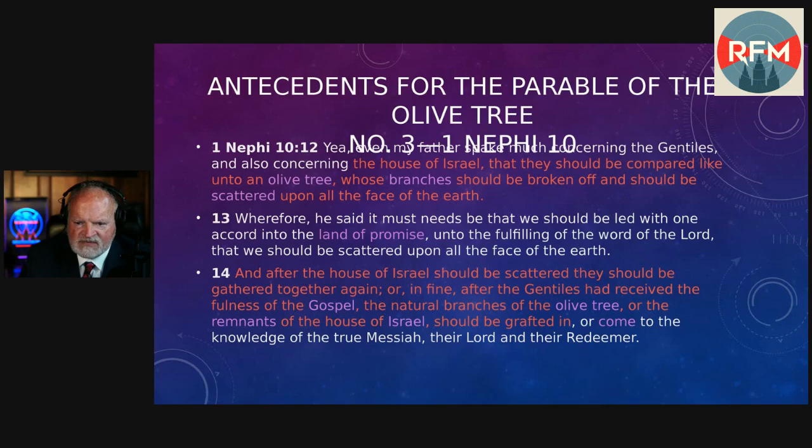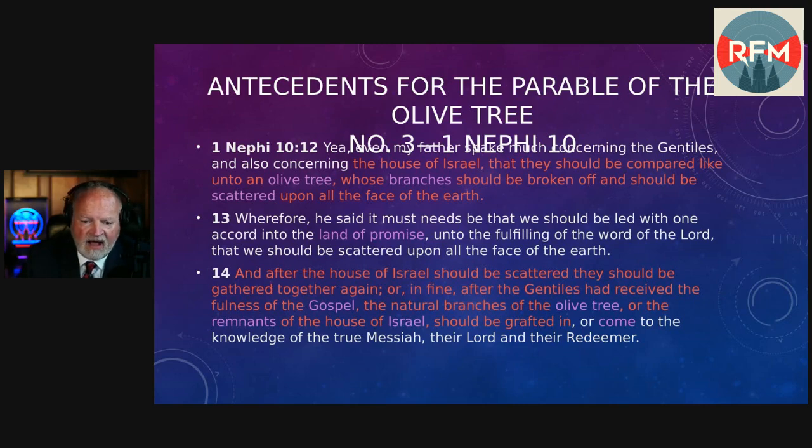Antecedent number 3, this is from 1 Nephi chapter 10. We're now in the Book of Mormon that Joseph Smith had dictated and or translated, created in some way prior to Jacob chapter 5. And there are a number of antecedents to Jacob 5 in those preceding chapters. First off, 1 Nephi chapter 10, this is going to be antecedent number 3, starting with verse 12.